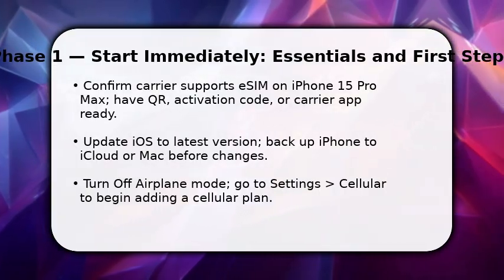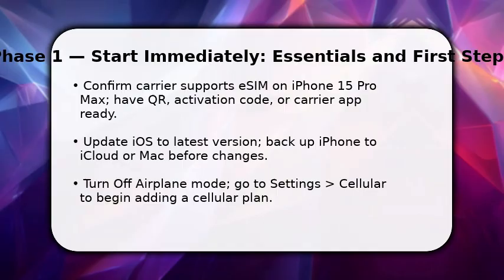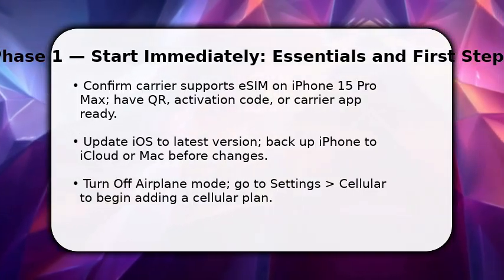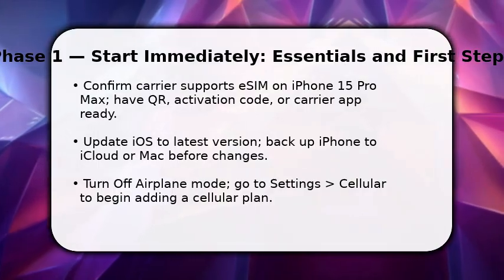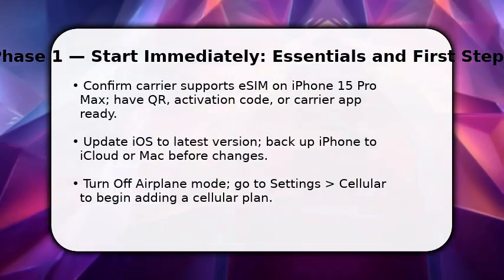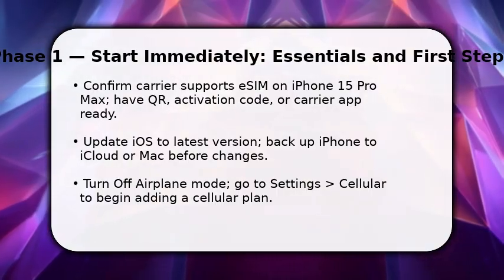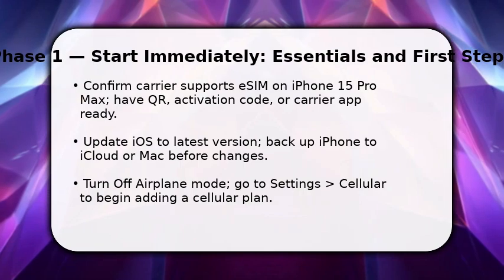Next, you disable airplane mode and open Settings, Cellular. Choose Add Cellular Plan and scan the carrier QR or enter the activation code. This step registers the eSIM profile with Apple's system and your carrier. Make sure the code matches exactly, because a single mistyped digit blocks activation.